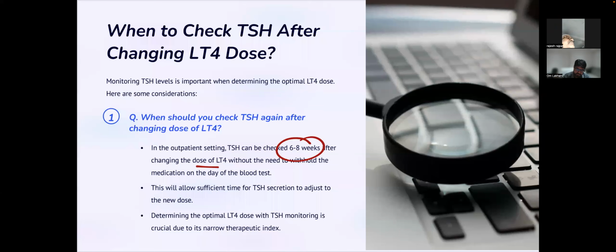So you should allow sufficient time for TSH to get adjusted to the new dose, right? And hence the optimal time would be to recheck at 6 to 8 weeks rather than to keep checking at earlier intervals. So I've seen patients check at 15 days and say, "maro thyroid ajiba control," and go back to the physician, who increases the dose.